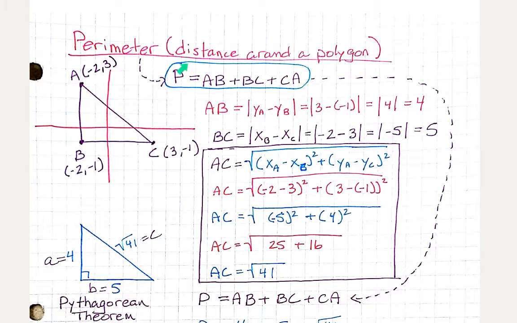Perimeter. Perimeter is the distance around a polygon. Area, on the other hand, is how much a polygon covers up, on the grid here. And we're going to be dealing with mostly shapes on a grid for this section.